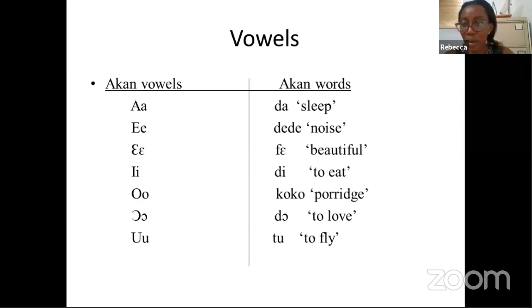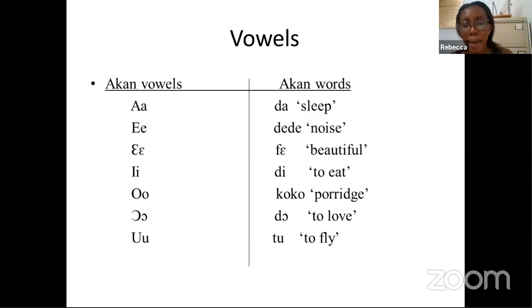Now, the vowels we just saw also exist in words. So we'll use these vowels when we are reading, when we are speaking. So we find them in our words as well. For example, the ah sound we just saw, we see it in the word da. So we are learning vocabulary as well. Da, which means to sleep.